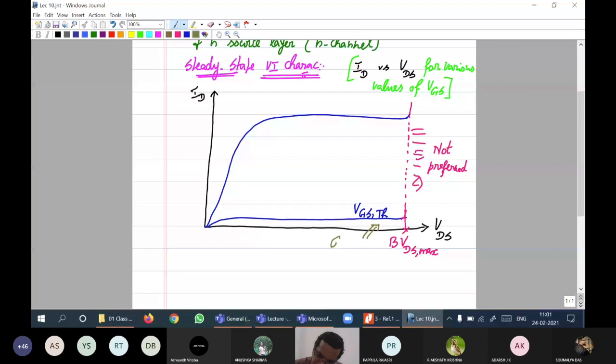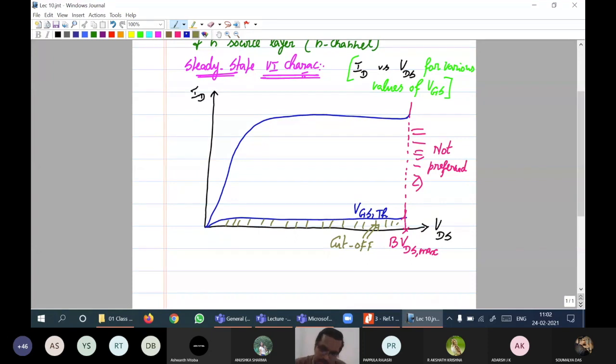I generally write capital OFF, but people write it as O small ff, not an issue. So this entire region is going to be cutoff, which means applied gate voltage is less than the threshold value. No channel, no inversion layer is going to be formed. No drain current, MOSFET will be turned off. That is the meaning for cutoff region.